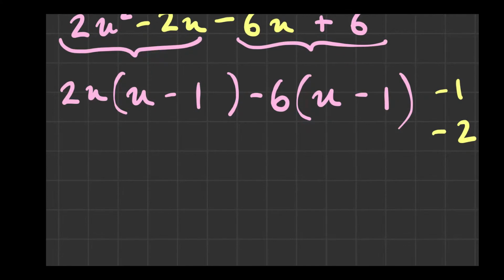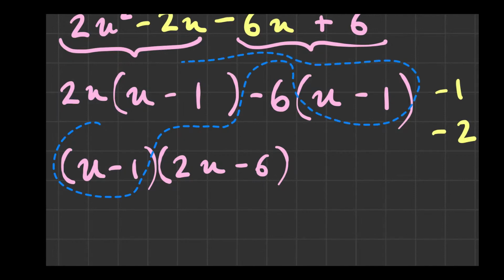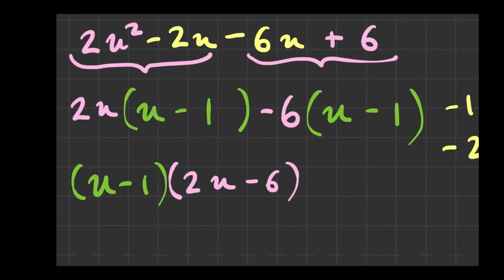So let's factor out a u minus 1. And what I'm left with is 2u minus 6. Again, I'll color code this so you can see what's going on here. So the u minus 1s are like these ones here. There we go. And I'll change that to be, how about green? Okay. And we're done.